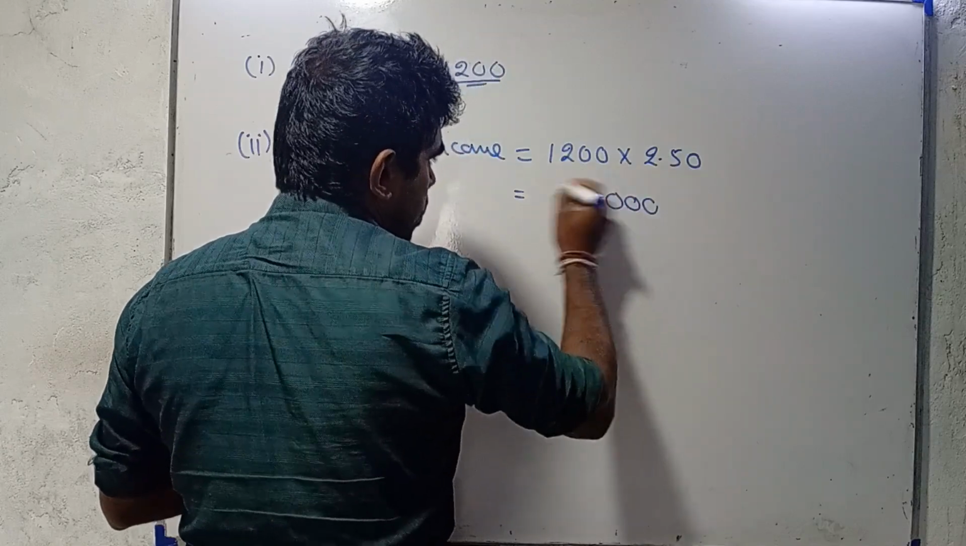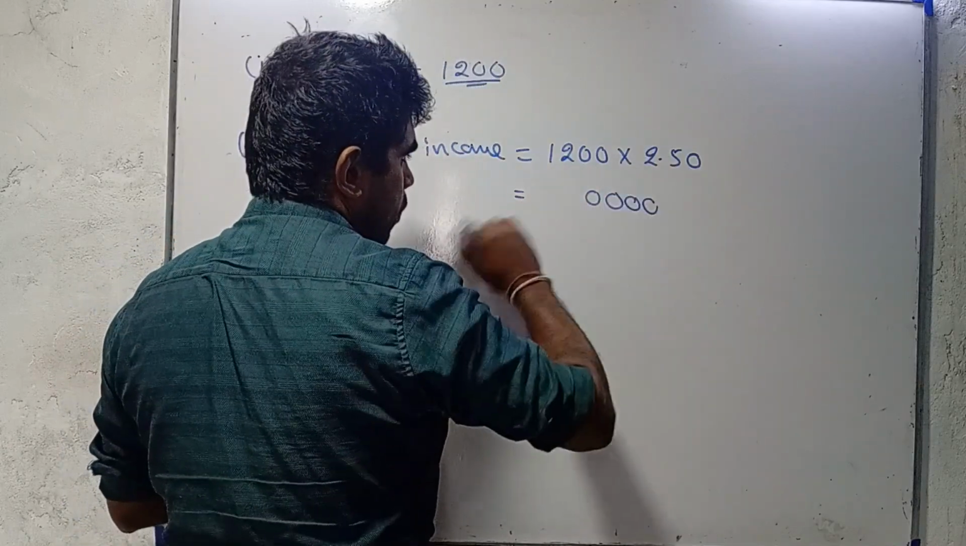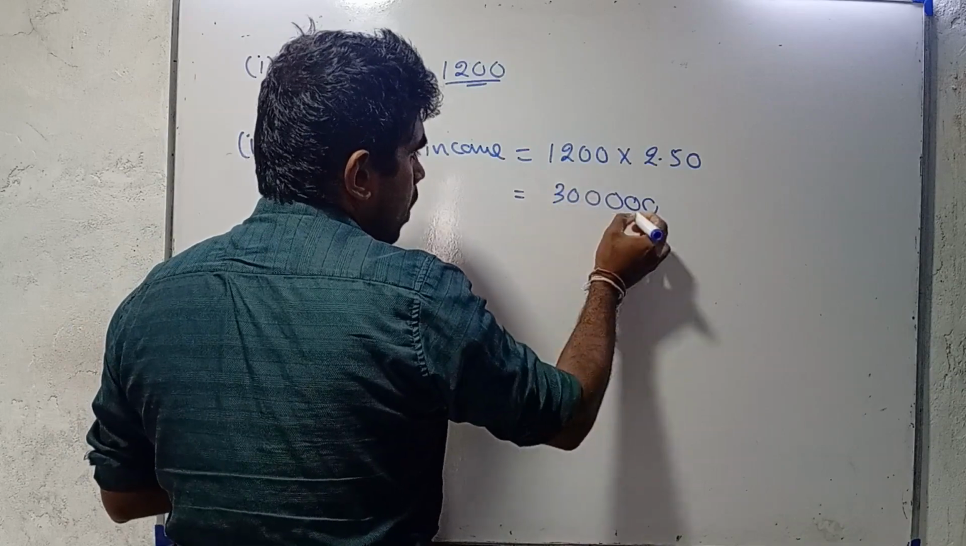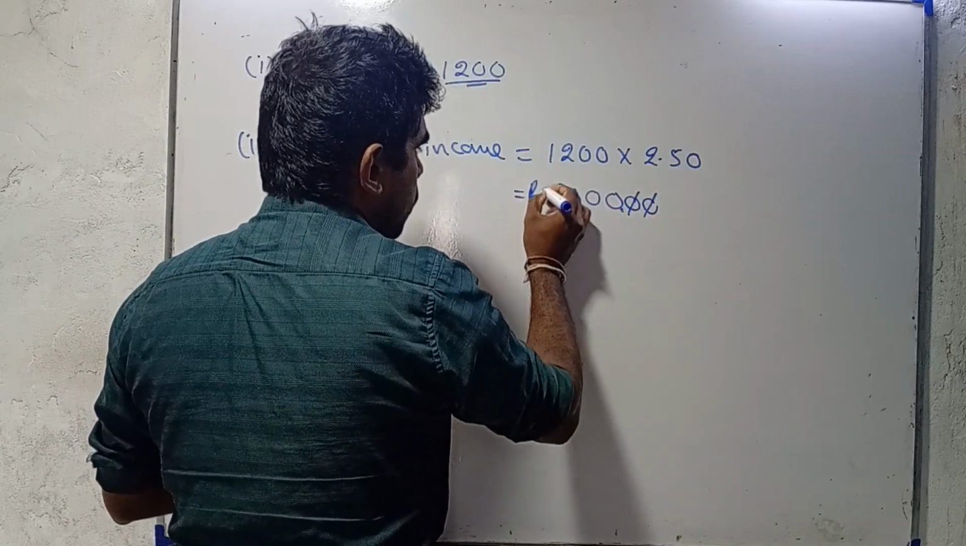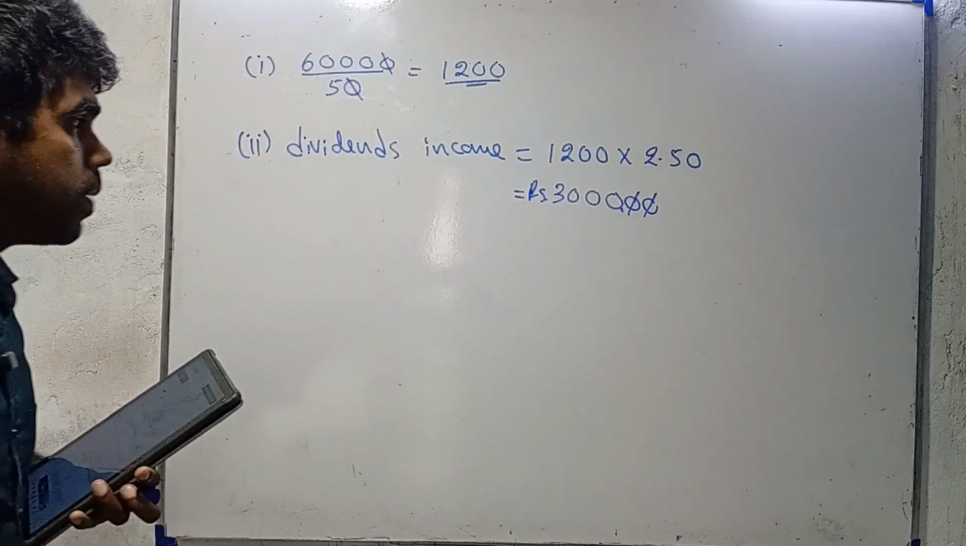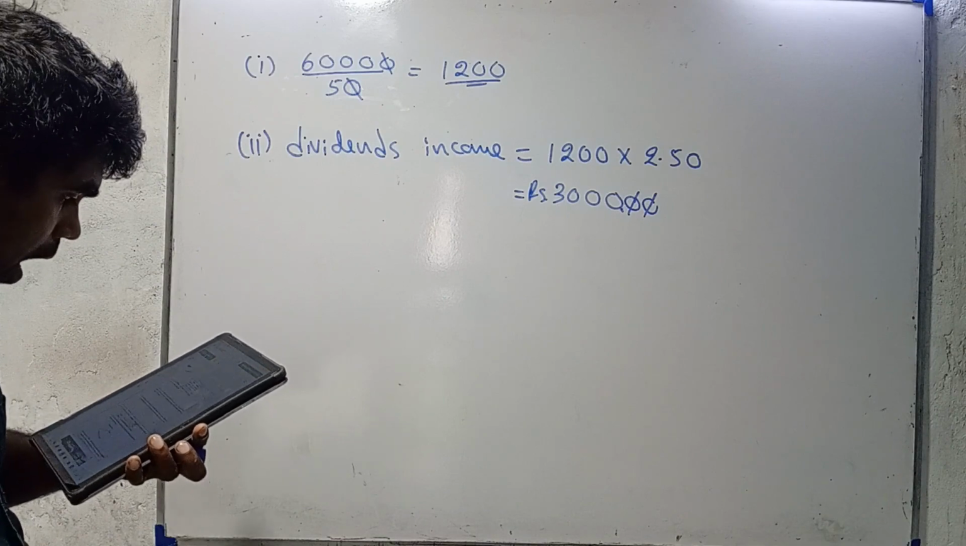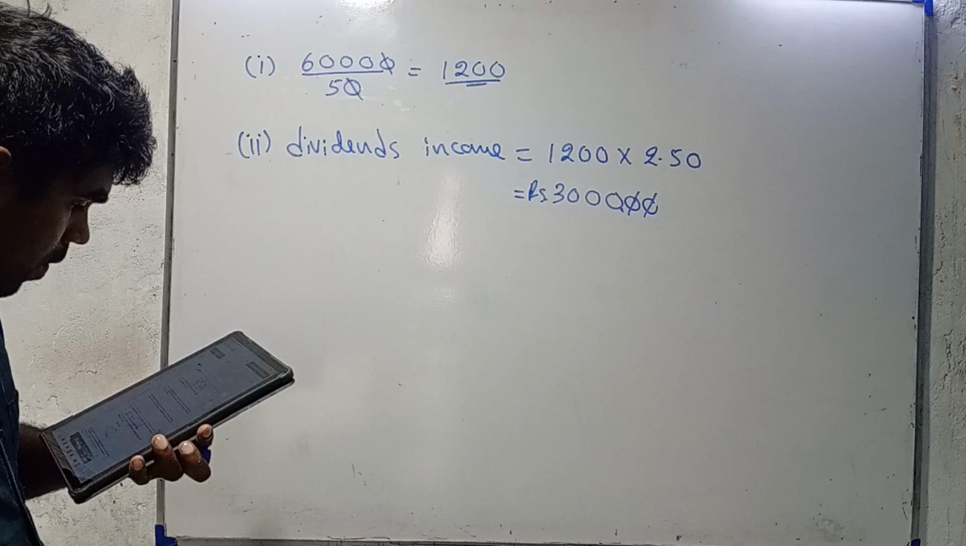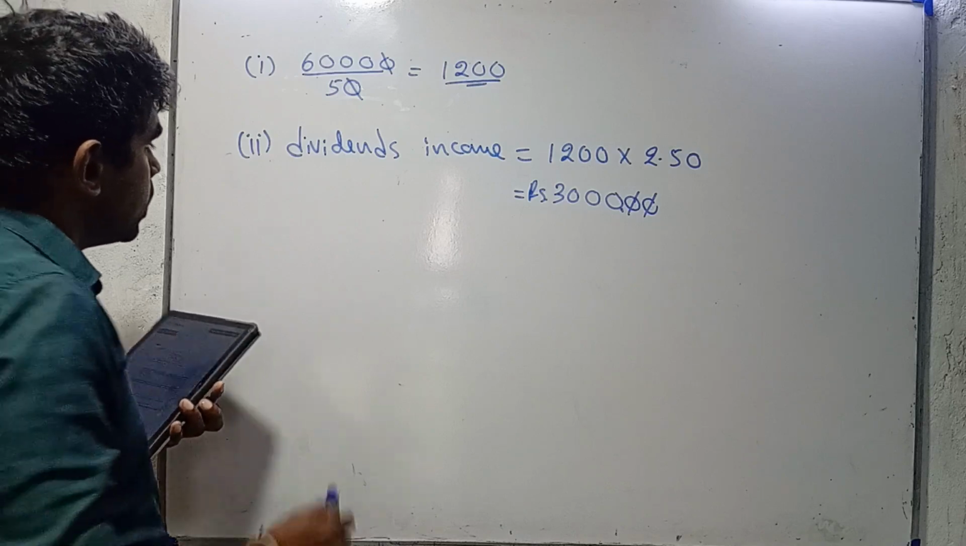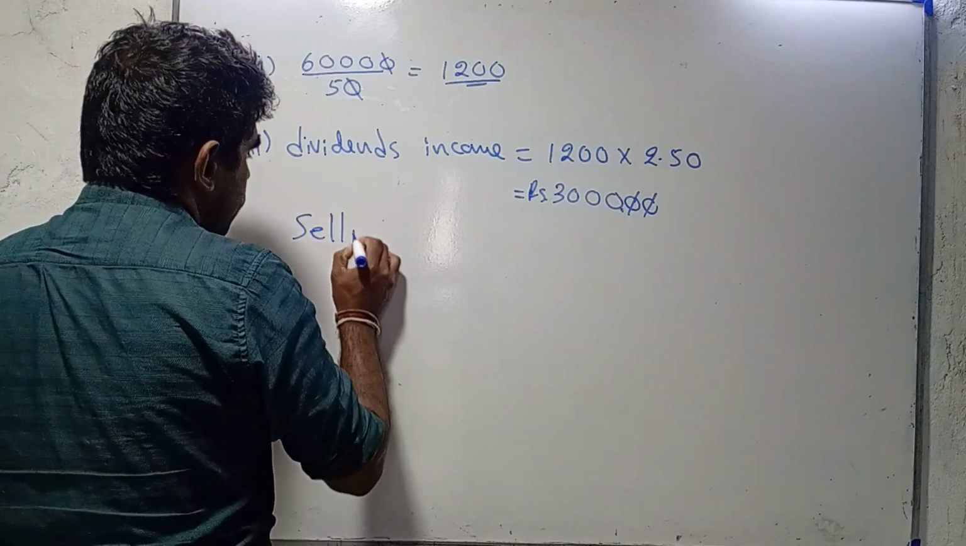12 into 5, 60, 0, 6 remaining. 12 into 2, 24, plus 6, 30. We have to separate 2 decimal places. Dividend income is 3,000 rupees. And we have to find the selling price.